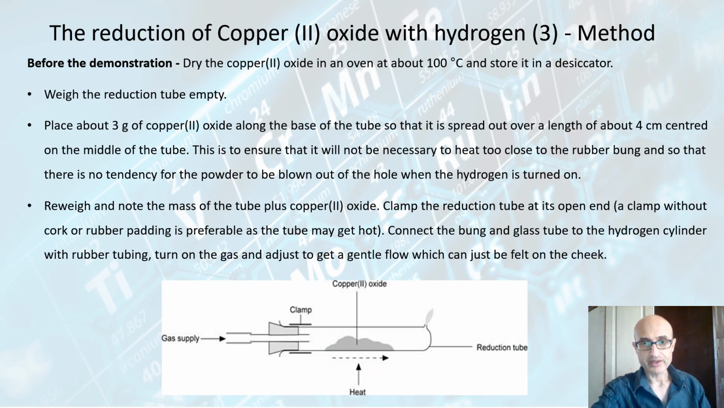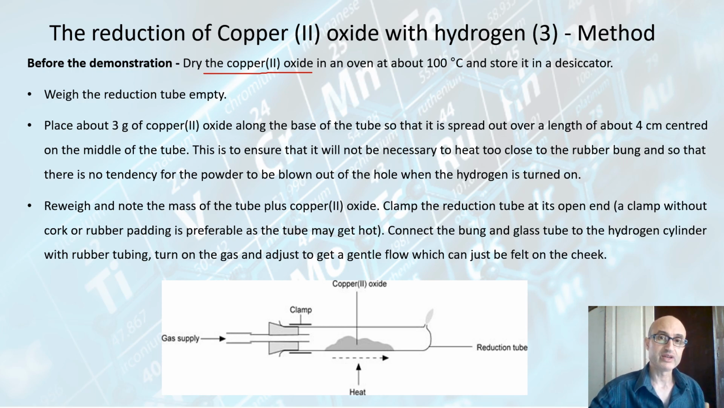As you can see, once again, we've got the apparatus which is set up at the bottom, but now we're going to go into the detail of each step, going through every step as it actually has to take place. First of all, the copper 2 oxide that we shall be using has to be dried. Otherwise, any water moisture will lead to a false result when we come to calculating the copper 2 oxide formula as CuO, remember.